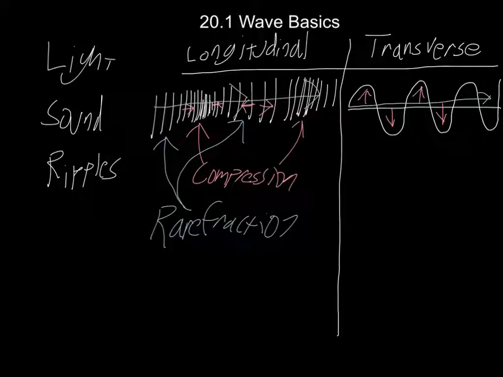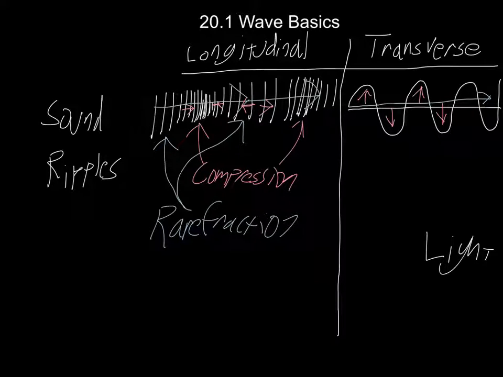So we have a few different types of waves here. We have light waves, we have sound waves, we have ripples and other sorts of physical waves. Let's figure out which one belongs where. Light waves are actually going to be a type of transverse wave.